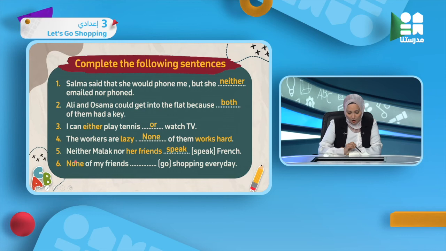None of my friends go shopping every day. Do you remember the rule? I told you if we have none, we put the verb in the singular form. Every time with none. Not because I have friends do I make it plural. No, none of my friends goes.